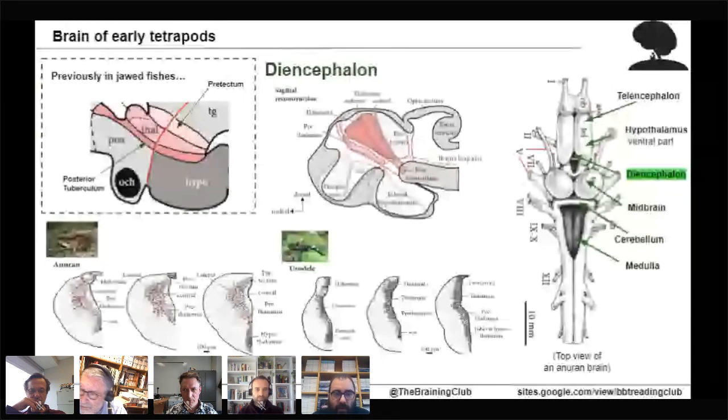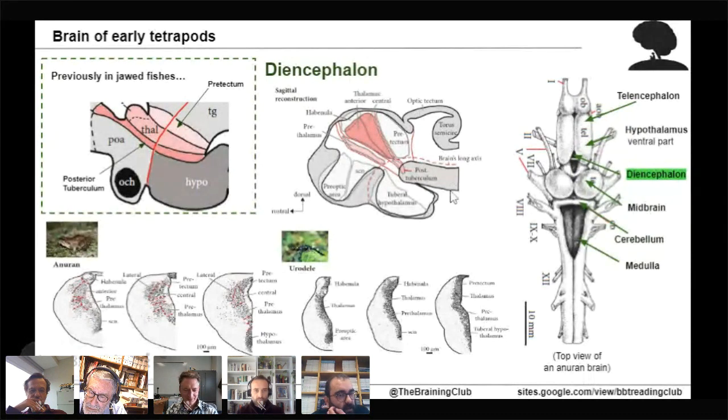Here we have another example of paedomorphosis in urodeles, in which you can see that the diencephalon is much more simple than that of anurans, with fewer migrated cell bodies away from the ventricle. And although not much is known about its function, it has been linked to hunting and prey selection.